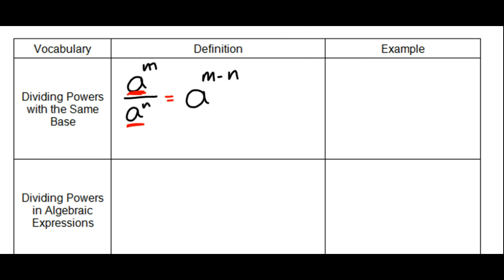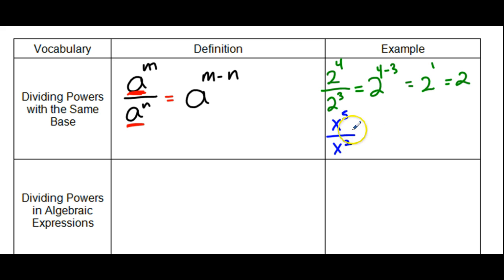Alright, let's look at a quick example. 2 to the 4th divided by 2 to the 3rd. Again, same bases, so we're going to take the exponents and subtract. So 4 minus 3, and that just equals 2 to the first power, or just 2. Let's look at an example with a variable: x to the 5th divided by x to the 2nd. Same variables, same bases, right? So we have 5 minus 2, and that equals x to the 3rd.